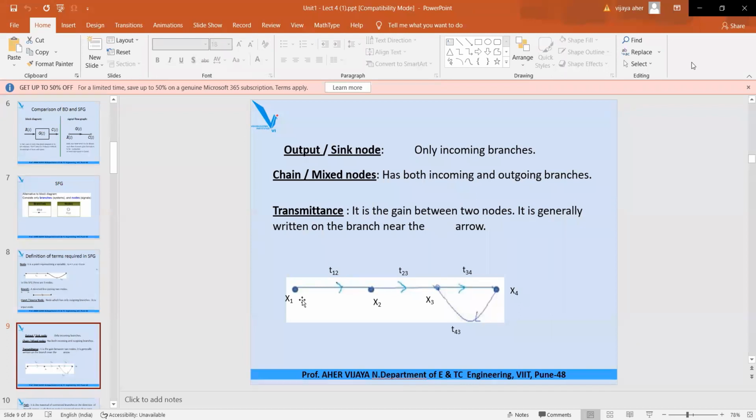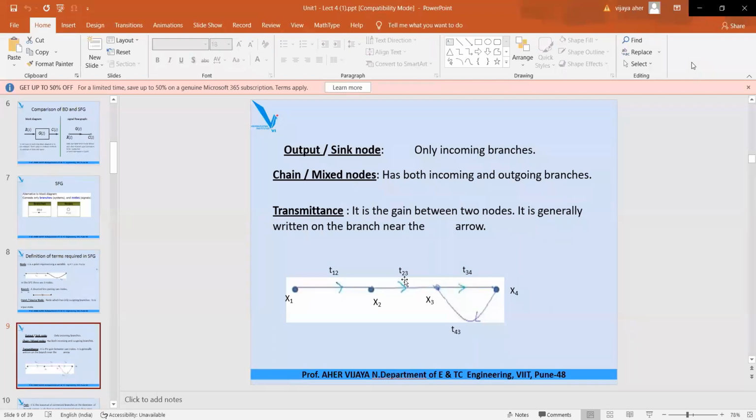So this is nothing but nodes. X1, X2, X3, and X4 are nodes. These are nothing but branches. Again, this is a branch. This is a branch. This is nothing but a loop. I'm coming to that point, loop. This T12 is nothing but transmittance. This T23 is nothing but transmittance.